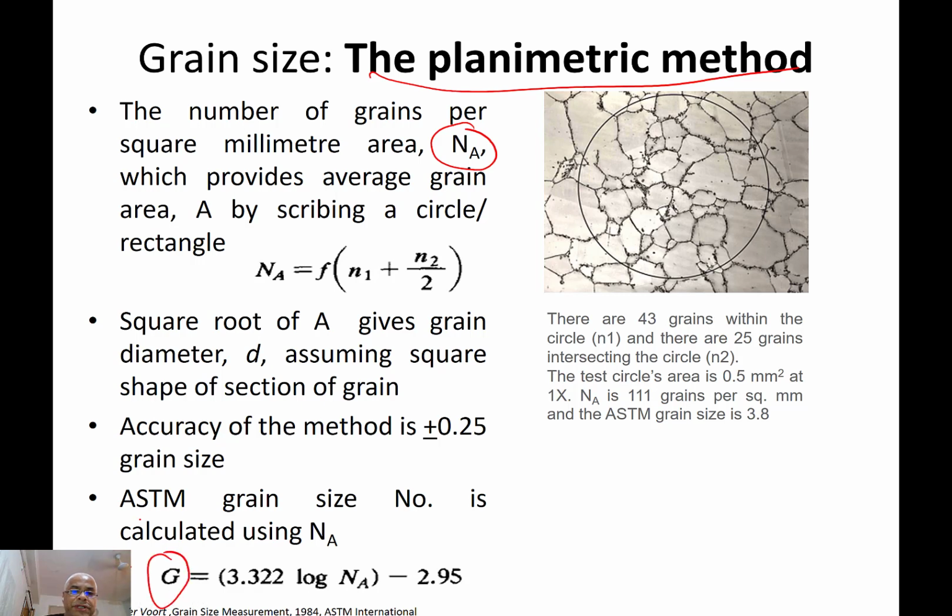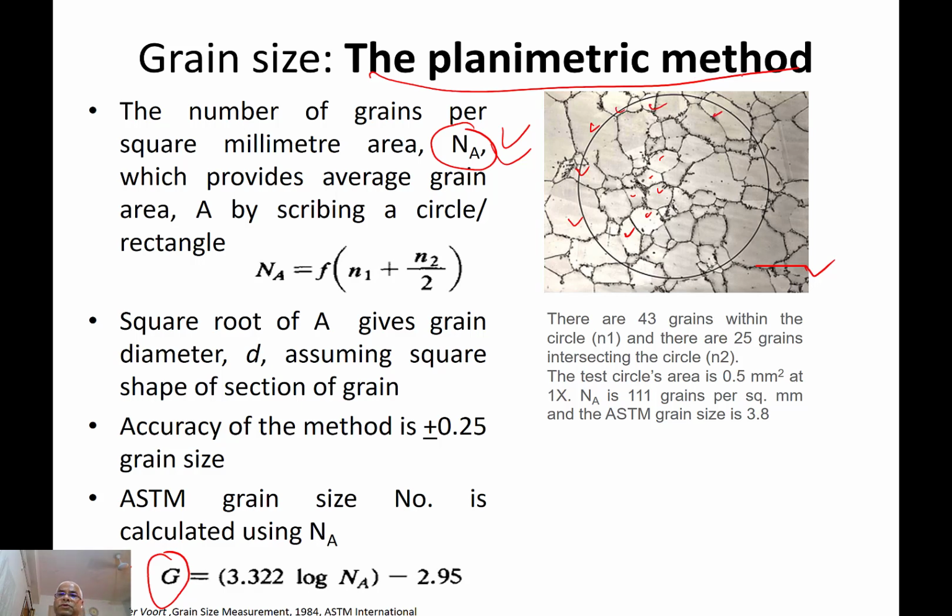So for the ASTM grain size number G, the NA, that is the number of grains per unit square millimeter area, is determined in this method. Say there is a microstructure like this. We draw one circle of known diameter, and then we try to quantify how many grains are there within the circle and how many grains are being intersected by the circle. Like say 1, 2, 3, 4, 5, like this, the grains within the circle are quantified, and then the grains being intersected by the circle are identified like this.